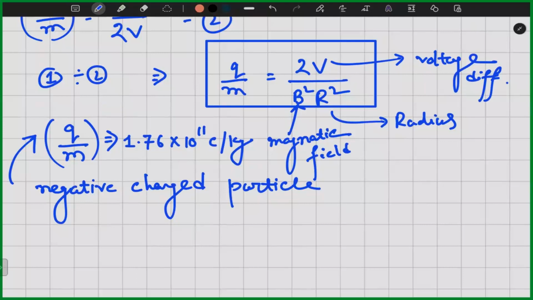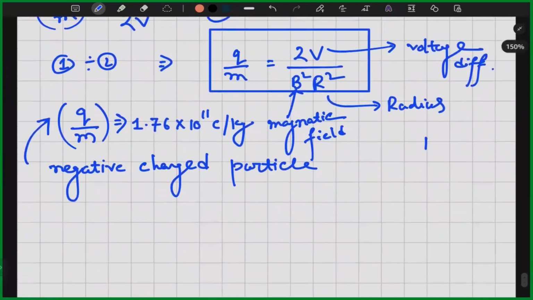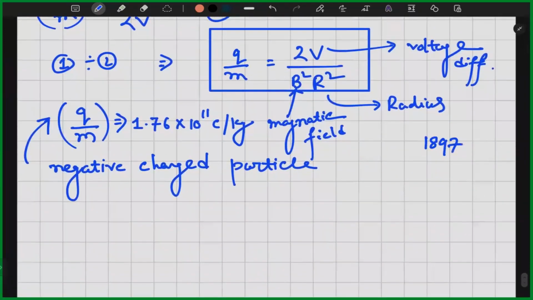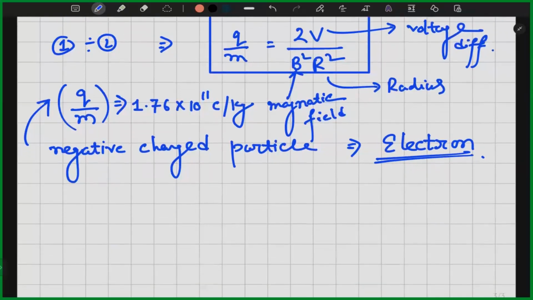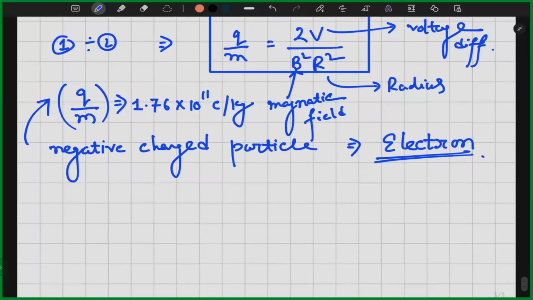This experiment was done by J.J. Thomson, as I said, in 1897, I guess. Yes. So in 1897, this particle was discovered, and this particle was named as electron. How was this particle named as electron? Till now we don't know the q of the electron and the mass of the electron. We have just identified that q by m is 1.76 into 10 to the power 11.